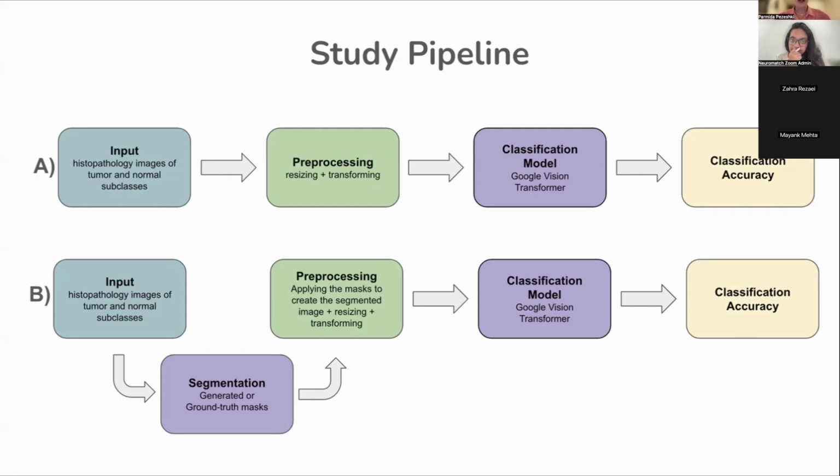For the second half of the experiments, we again used histopathological images from both data sets as our inputs. But here we first segmented the images, using generated masks for the BACH data set, as I said, since the data set didn't come with ground truth masks, or using ground truth masks for the DigestPath data set. Preprocessing here included applying the masks to create the segmented image, and then resizing and transforming the image. And then we also fine-tuned and trained our Google ViT model on these images, obtained the accuracy, and compared the accuracy of these different pipelines.